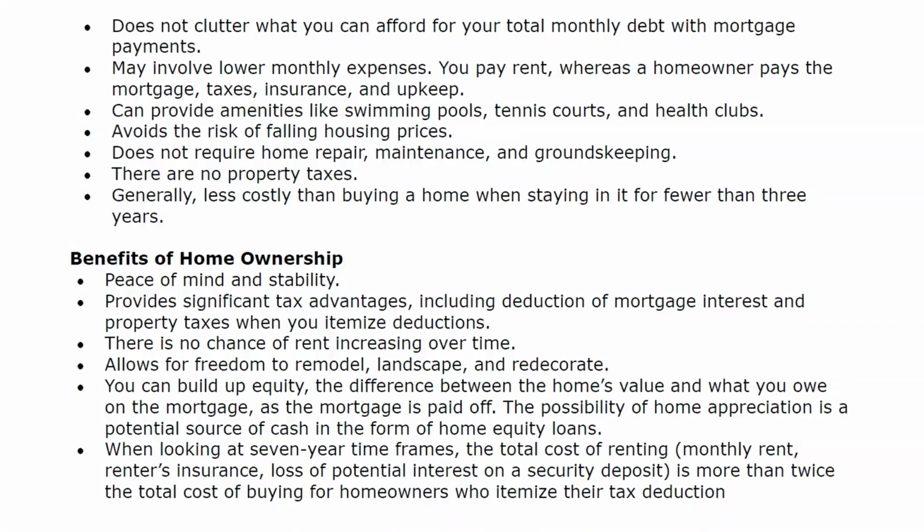When looking at 7-year timeframes, the total cost of renting, which is the monthly rent, renter's insurance, and loss of potential interest on a security deposit, is more than twice the total cost of buying for homeowners who itemize their tax deduction. All right, and so that's the benefits of home ownership. And that concludes section 8.7.